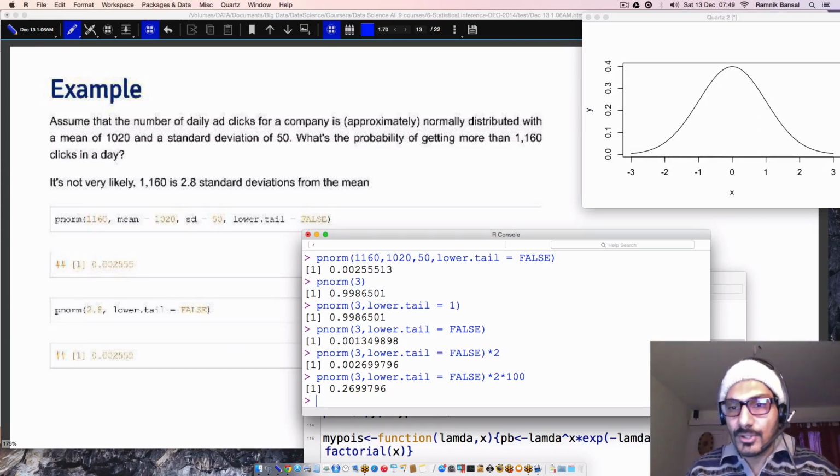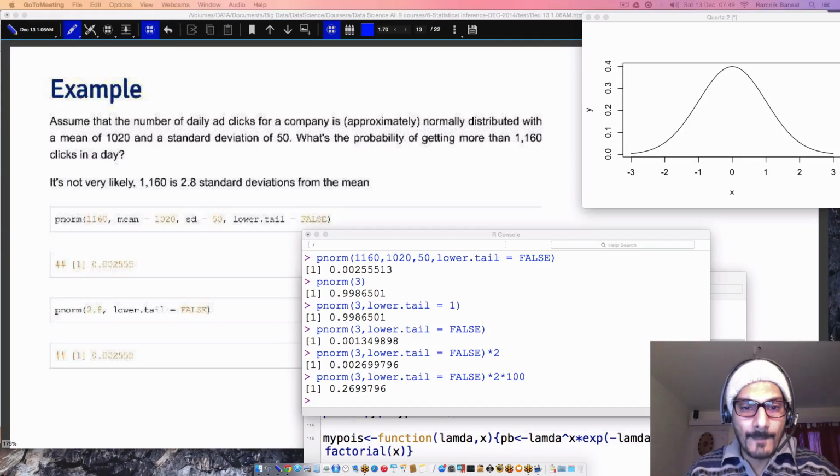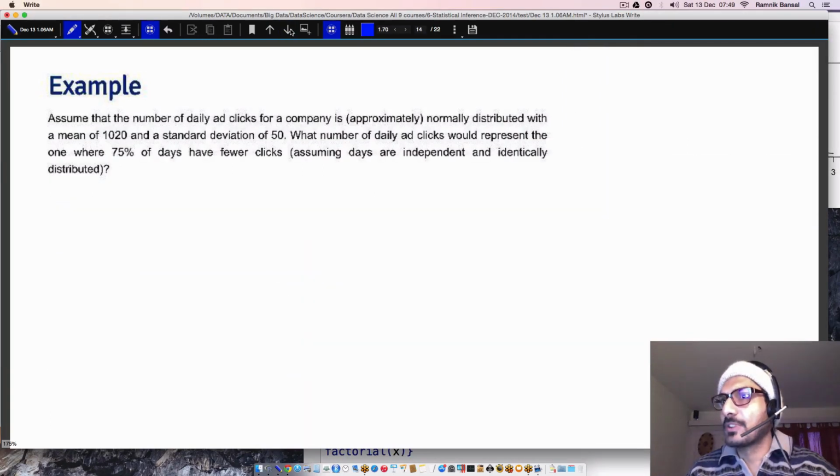Have you understood this formula? It's a straightforward formula, there's nothing more to it, you should just become familiar with it. Is pnorm clear to you all? Salman, Dipankar, Debashri? Okay, let's move to the next example.